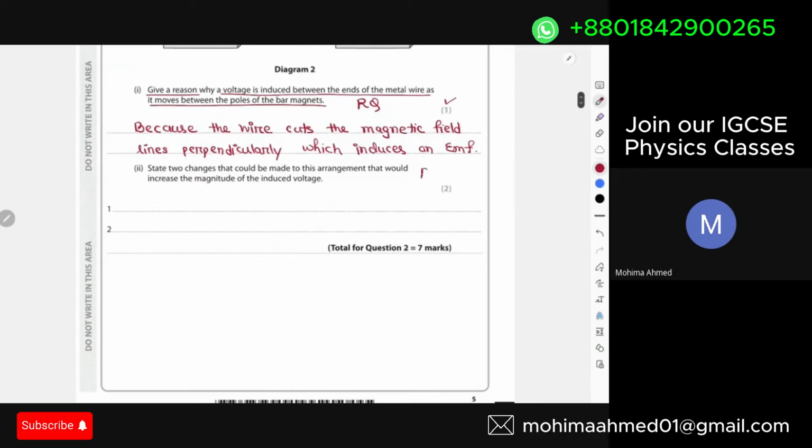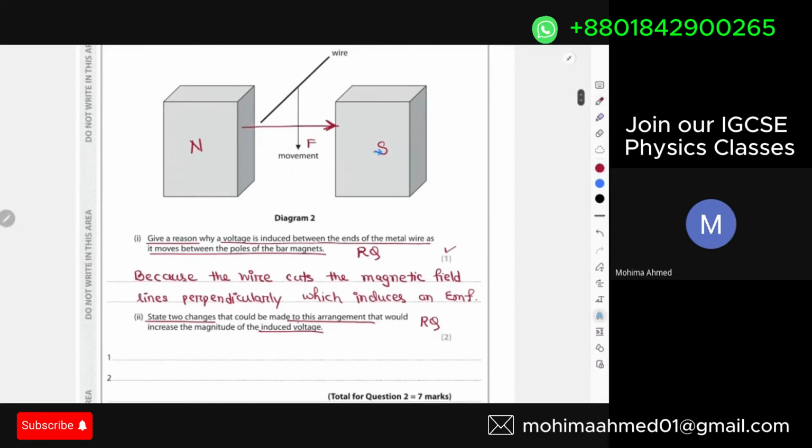And this one is also a repeated question, as you can understand. State two changes that could be made to that arrangement to increase the magnitude of the induced voltage. If I want to increase the magnitude of the voltage, then there are several options, right? I can use stronger magnets, because stronger magnets have more field lines that will create more cutting of the wire with magnetic field lines and eventually increase the voltage induced. So that is one option.